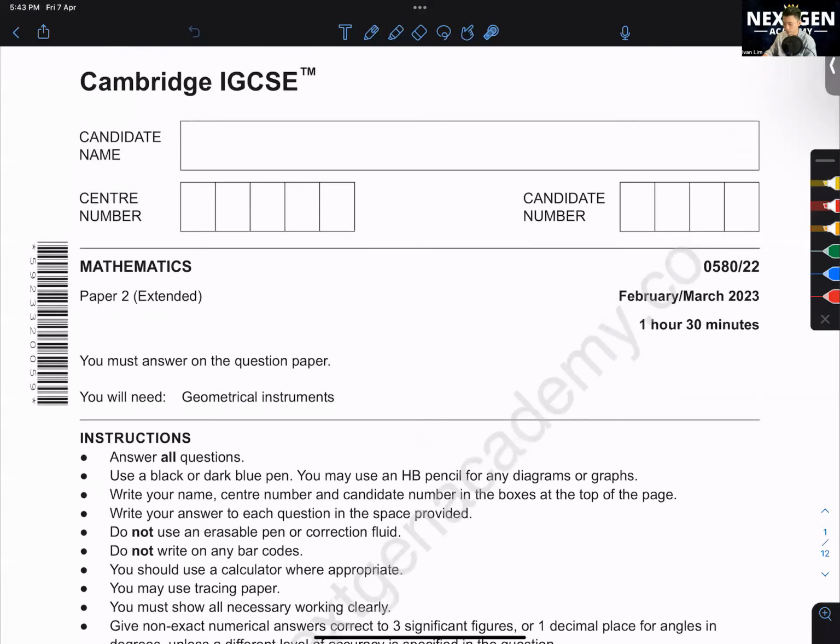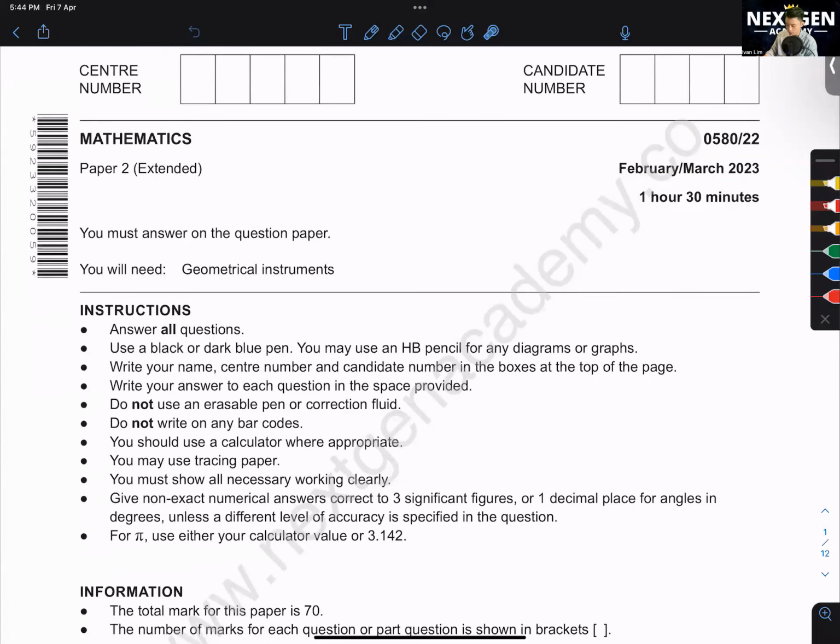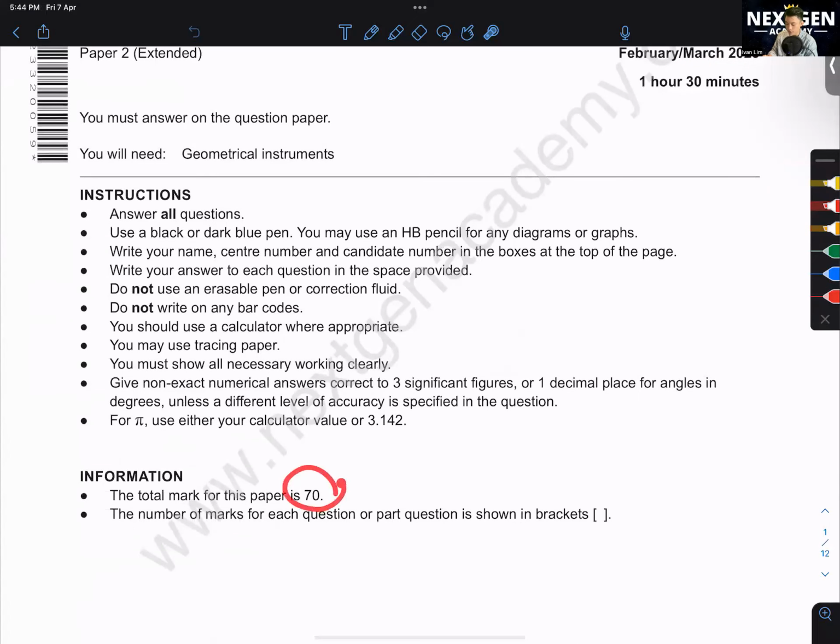Today we'll be doing the latest paper, February-March 2023, paper 2-2. In February-March, if you observe, there's only one variant. This is a 1.5 hour paper, and it's a 70 marks paper. There are a few questions here that I've observed to be a bit more tricky, so I'll spend a little more time explaining those.